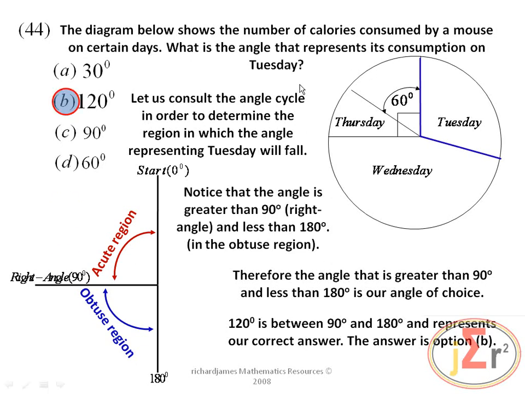So although we did not measure the angle, we are using our angle cycle to determine the region in which the angle would fall. So for argument's sake, if this angle were in the acute region, it seems to be less than the 60 degrees angle that we have here. The only choice of angle that we could use would be 30 degrees. So this angle being more than 90 degrees and less than 180 degrees, the only choice here that is greater than 90 and less than 180 is 120 degrees. So that has to be our correct answer.